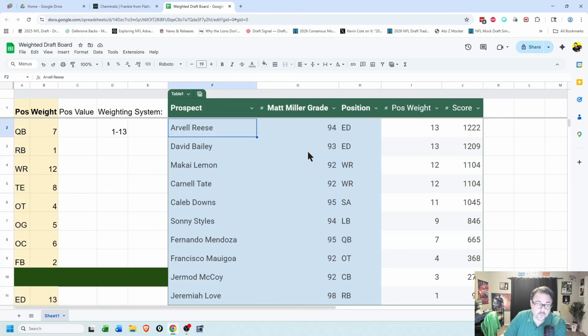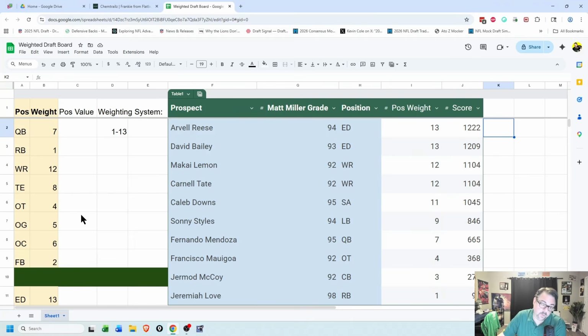Right? This is what we're talking about. This is how teams do it. This is what's called a horizontal board, or just basically their board. And so when teams say they're picking the best available player, that's true in a sense, because they're weighing in their positional weights of what they need.